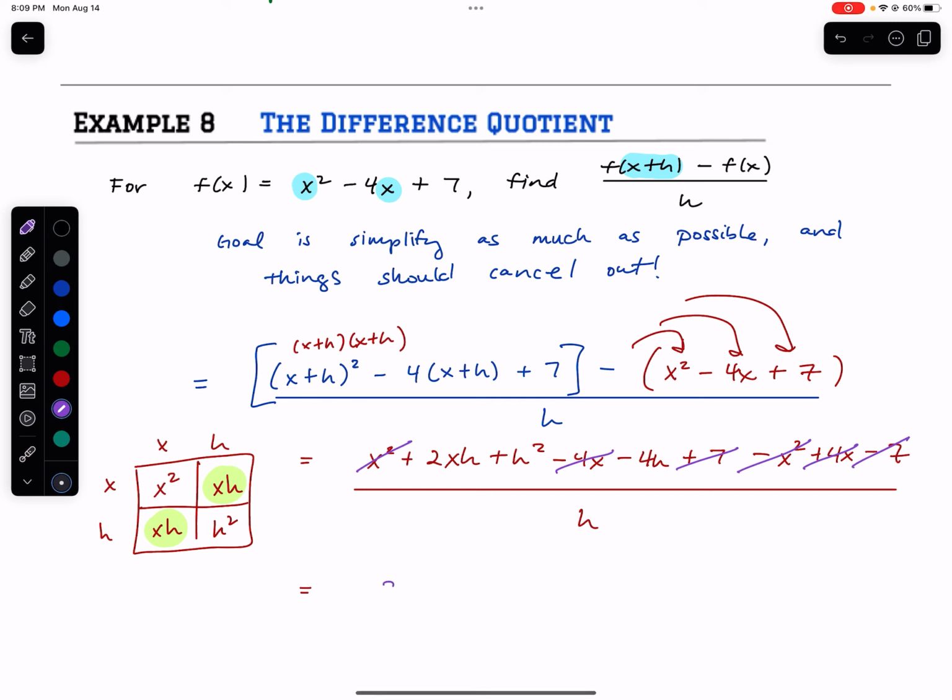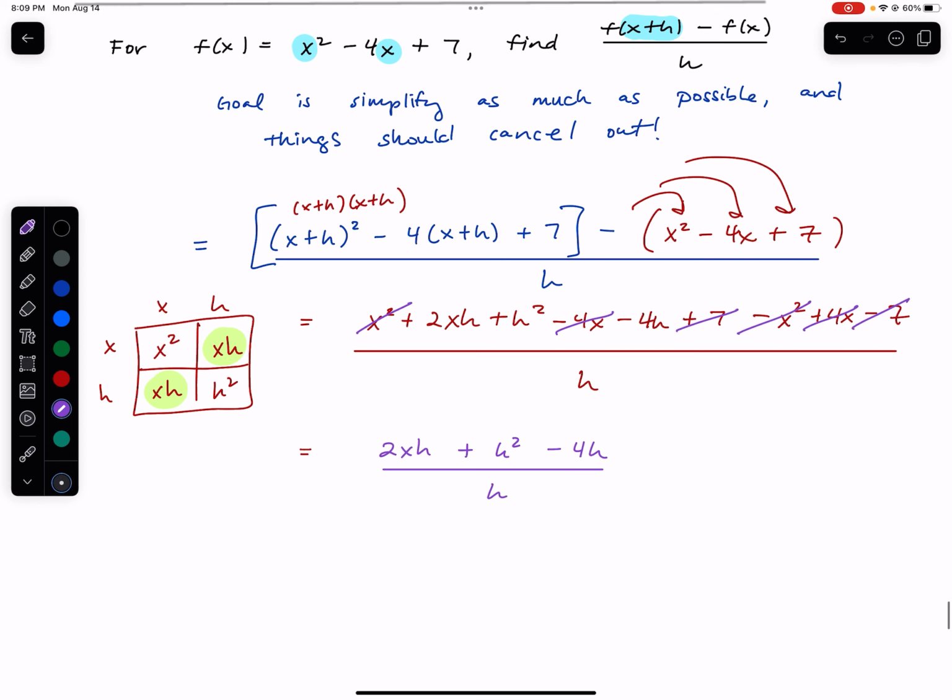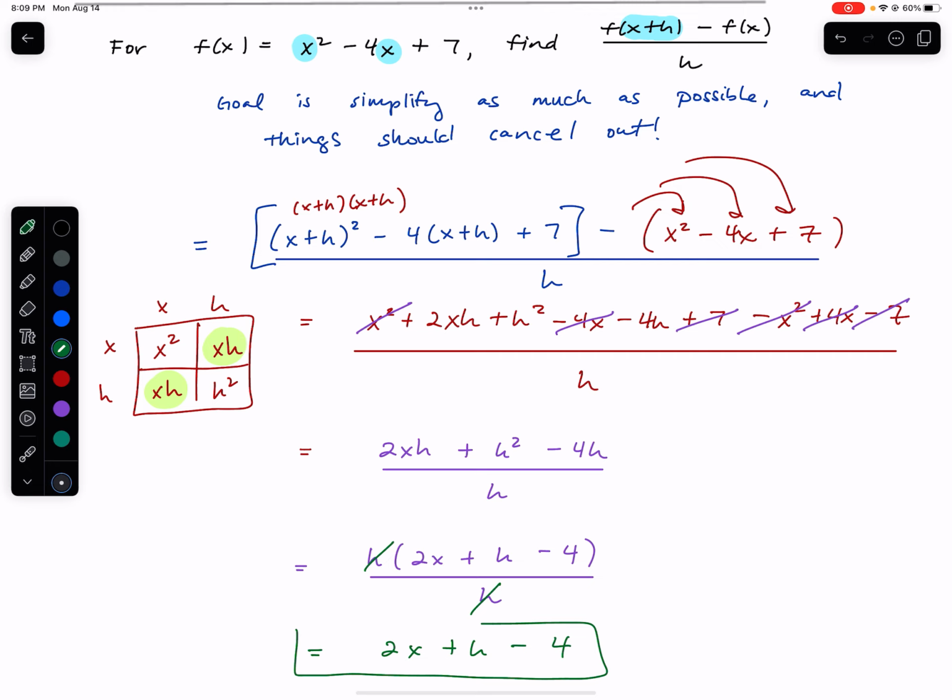So I'm left with 2xh plus h squared minus 4h all over h. So to simplify this, I could factor out an h on top, and I'm left with 2x plus h minus 4 all over h. And then I could divide out the h and give me 2x plus h minus 4. And I am done.